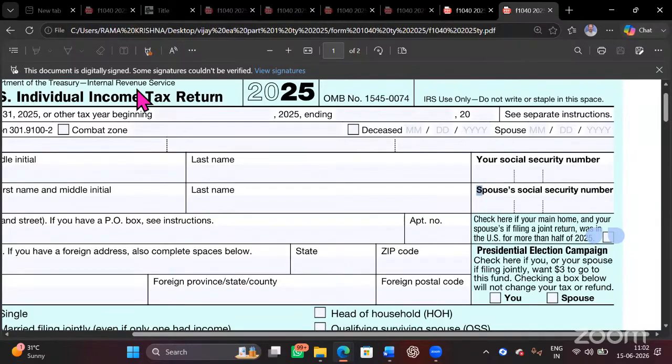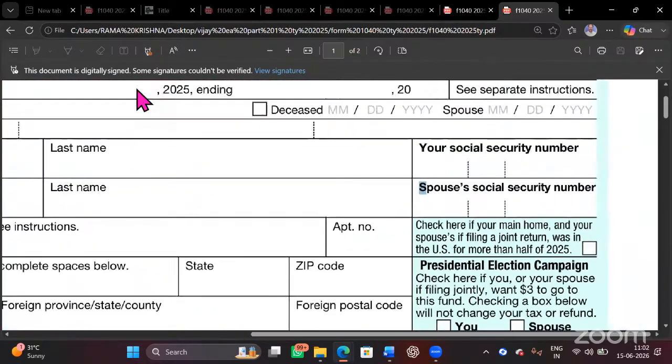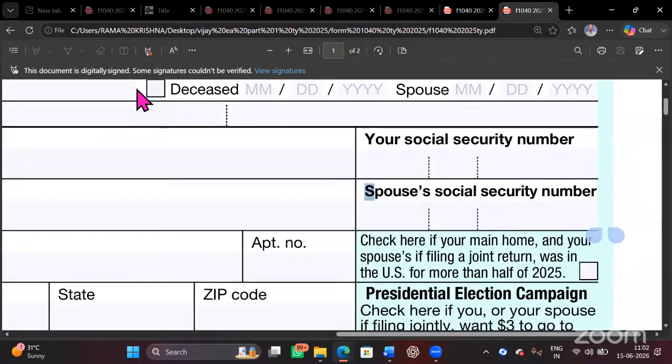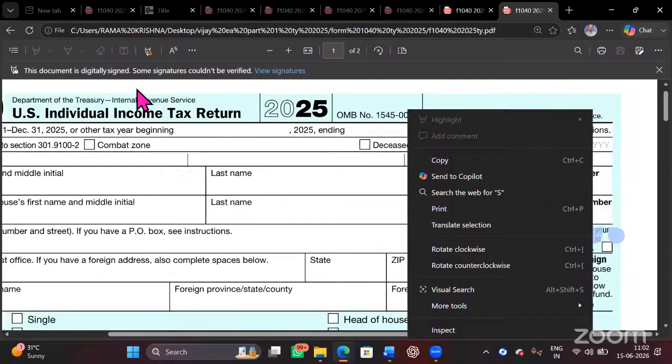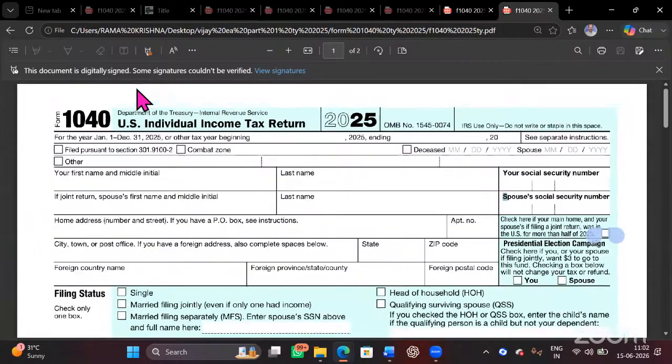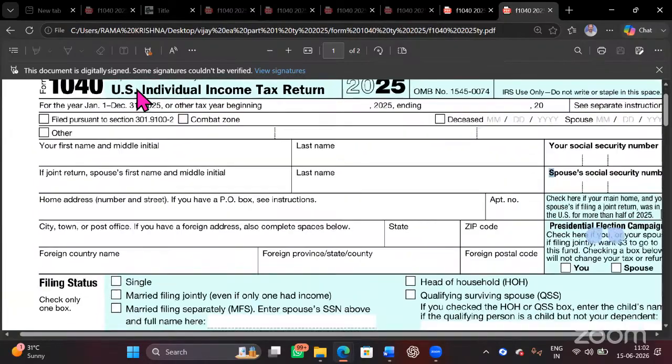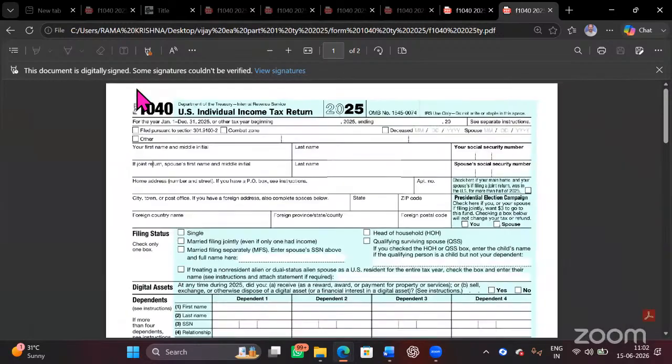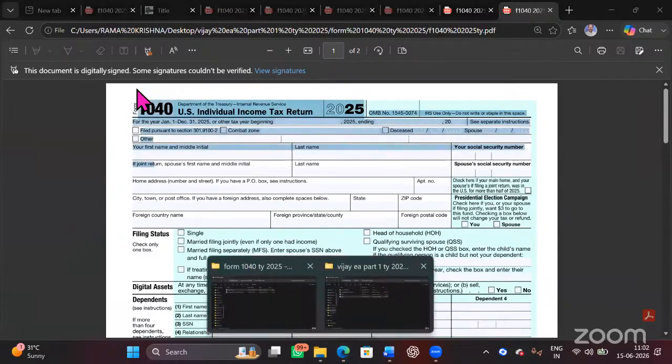Suppose the taxpayer is filing jointly with the spouse. In that case, the spouse's social security number shall also be filled. It is the self social security number, and the second one is the spouse's social security number, and the address of the taxpayer. All this information is technically called biographical information of the taxpayer. So you need to fill this in form number 1040.